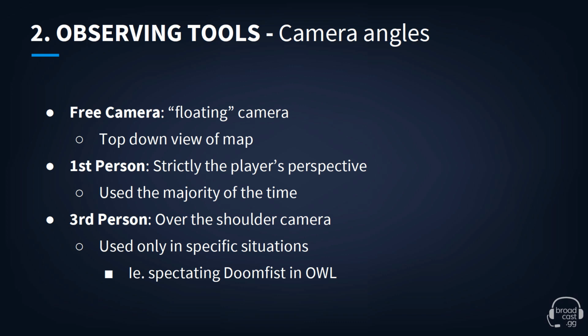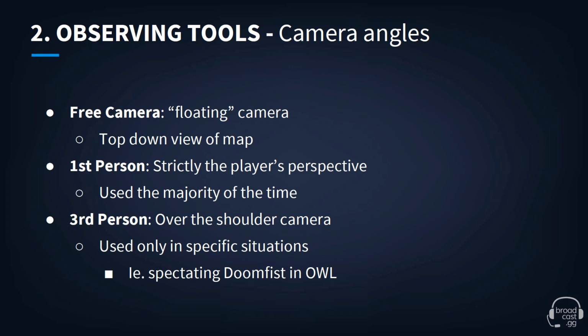that they're demonstrating. Third person is the last kind of camera angle, and this is the over-the-shoulder camera. So the character body, you can still see the character model, and you're following them around, but it's as if a camera is hovering over one of their shoulders. This is not used very often. I've only really started to see it used in this season of OWL. It's in specific situations, for example, spectating a Doomfist vanilla play. You might want to get a little bit more of that charging up action.